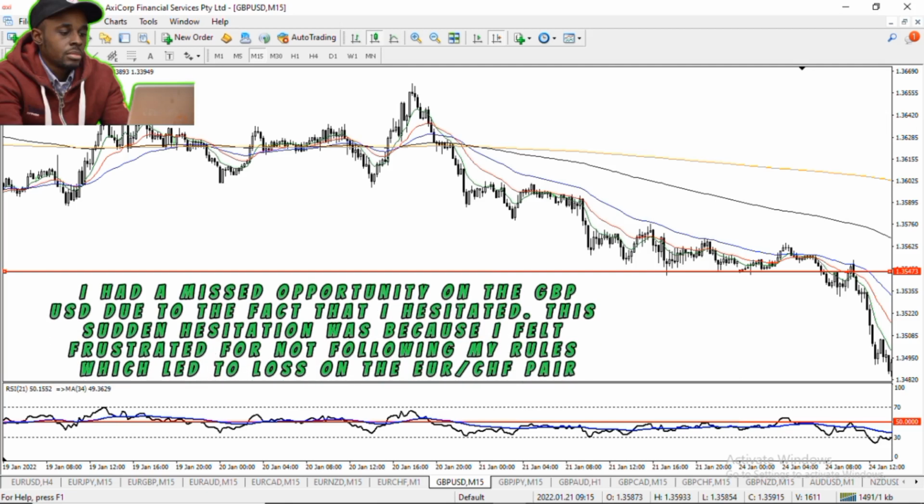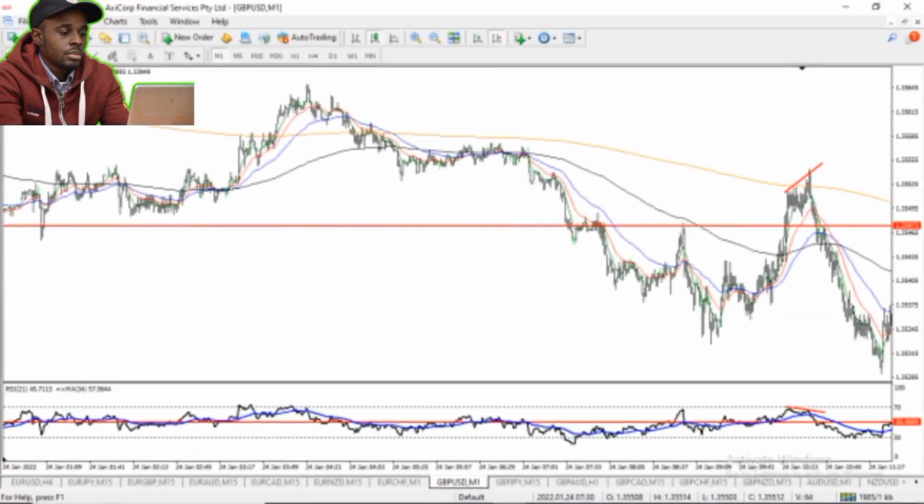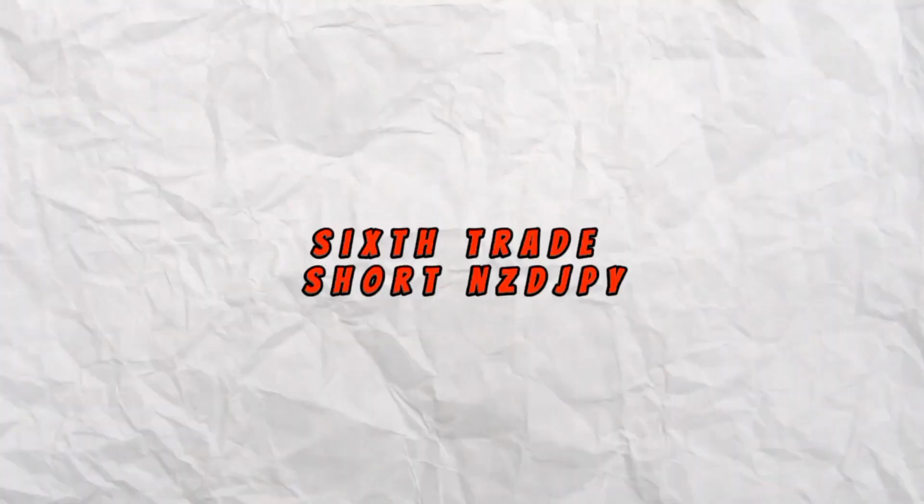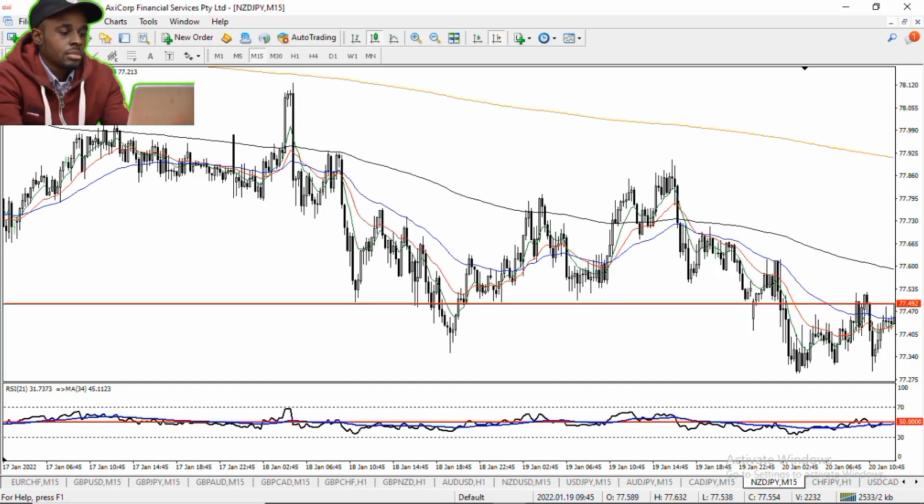I had a missed opportunity on the pound USD pair due to the fact that I hesitated. This sudden hesitation was because I felt frustrated for not following my rules, which led to the loss on the Euro Swiss franc pair. I was trying to be careful not to lose money again, and that led to my indecisiveness. And the thing is, markets do not wait for your indecisiveness. After that disappointing trade, I was a little hard on myself for not following my unwritten rule, which affected my performance on this next trade on the New Zealand dollar Japanese yen pair.